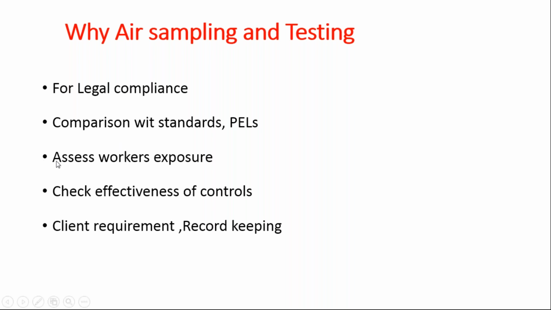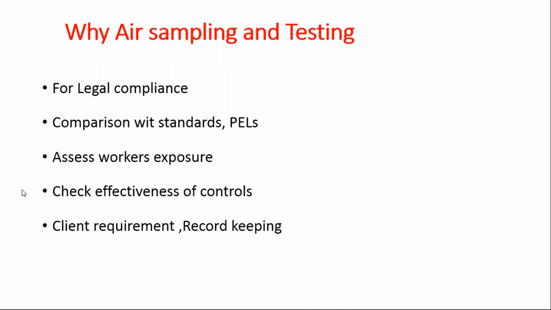And the third reason is to assess workers' exposure. If we want to assess the exact exposure of the worker to a contaminant, then we have to measure. If we can't measure something, then we cannot control it. The exact exposure of the worker can only be calculated if we perform sampling. And if we get a statistical result, then we can control it in a better way.